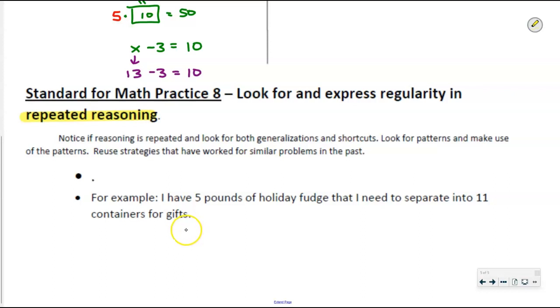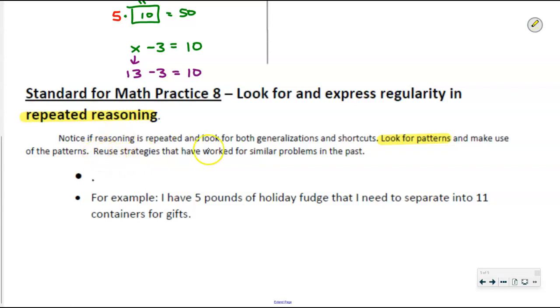You guys were looking for generalizations, like, wait a second, does this work every time? Does this work if there's 7 flavors? Does this work if there's 10 flavors? What if there's 50 flavors? Those are generalizations. But the key thing about Math Practice 8 is that repeated reasoning is patterns. Repeated reasoning is just a fancy way of saying, are you seeing any patterns? Are you seeing anything again and again and again that you can reuse?